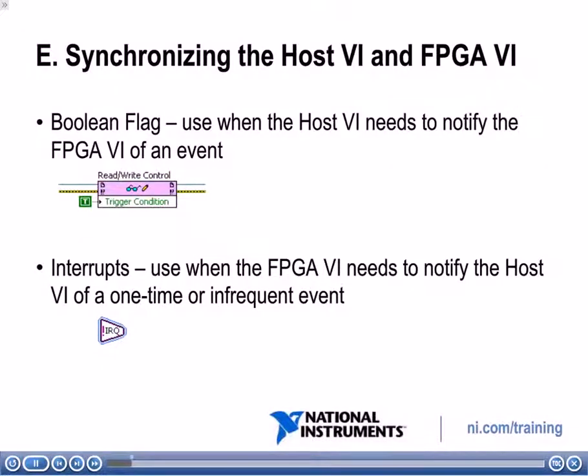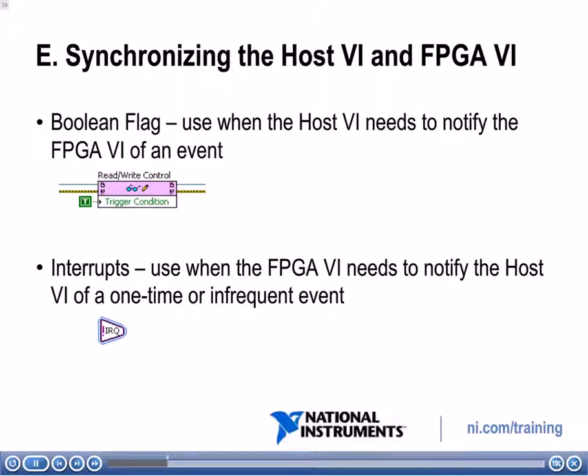In this section, we're going to talk about how to synchronize the host VI and the FPGA VI. So we're going to talk about two different methods, and the first method that we'll talk about is the Boolean flag method. You would want to use this method when you have a host VI, and the host VI needs to notify the FPGA of some event. Sometimes there might be an event that happens on the host, and then every time that event happens on the host, you want your FPGA VI to respond to it somehow.